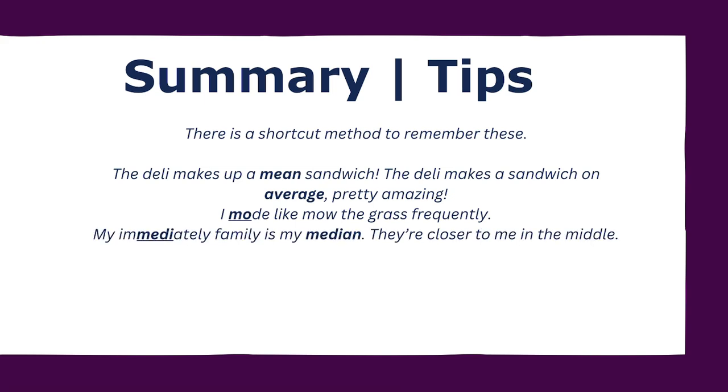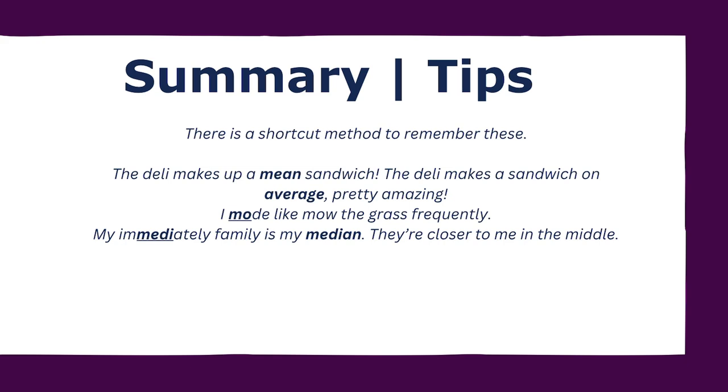Another one would be my immediate family is my median. They're closer to me in the middle. So think of a row of chairs, and in the middle is you and your closest family members. That could be your parents, your siblings, your aunts and uncles, or whoever is closest to you, and you sit in the middle. They would be the closest to you in the middle. So my immediate family is my median. They're close to me in the middle.